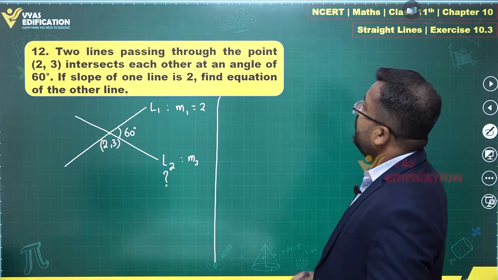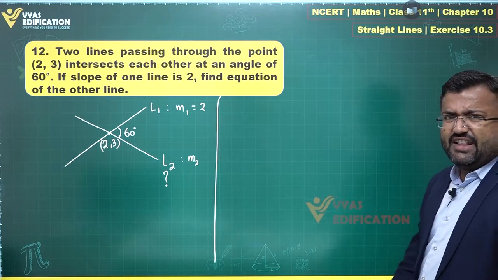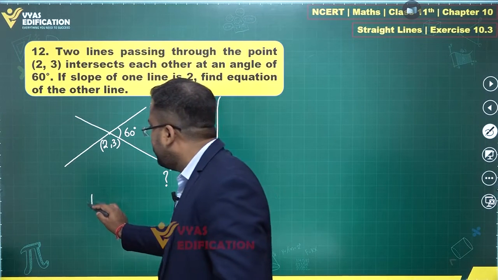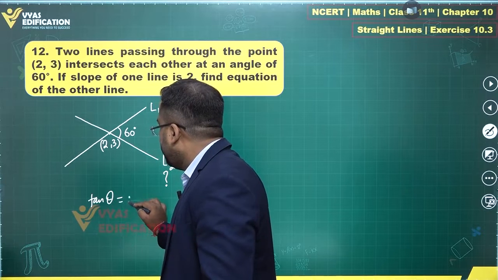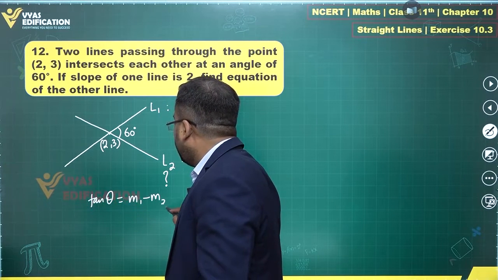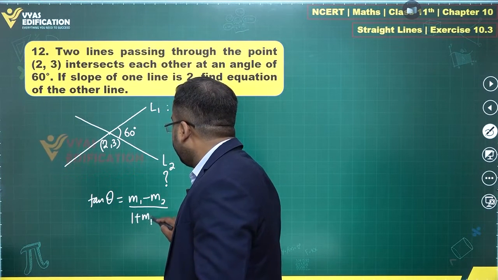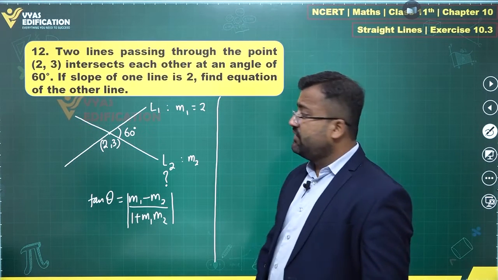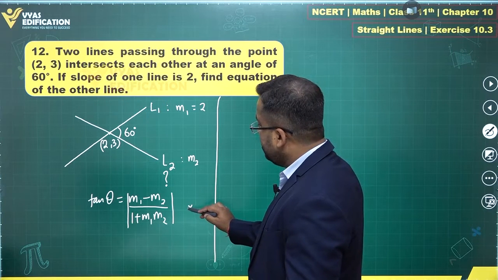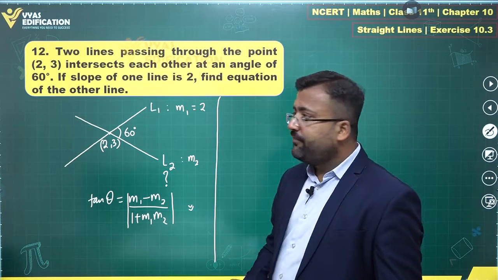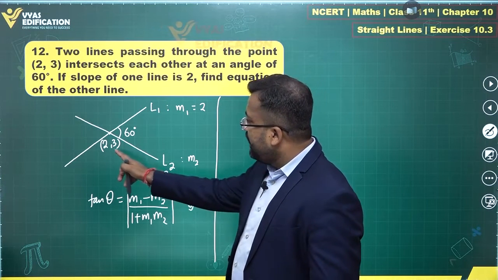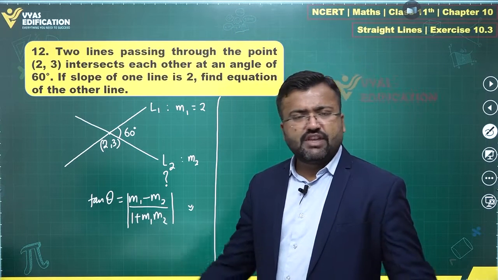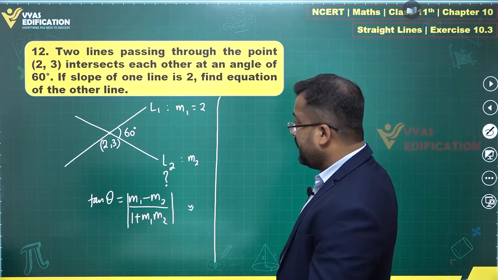Okay, so how do we deal with this? One thing is given: this angle is 60 degrees, and we can apply the concept of tan theta equal to M1 minus M2 upon 1 plus M1 M2. Its modulus will be equal to this. That is something you can apply, and using this I can get a value of M2. If I get M2, I already have a point, so I can use the point-slope form to get the equation of line L2. It's pretty simple, so let's do the calculations now.